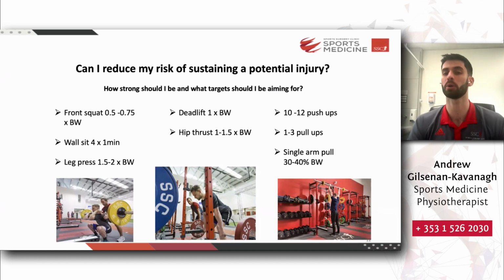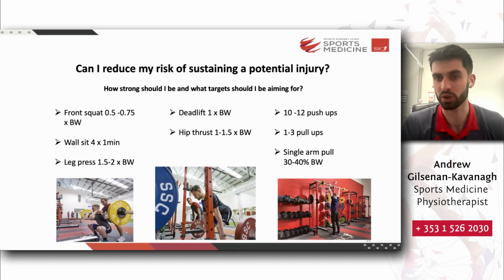Then if we talk about our upper body, so a consecutive round of 10 to 12 push-ups can be a measure used here. 1 to 3 pull-ups, or a single arm row where we're pulling at least 30 to 40% of our body weight. Now, these are quite general targets, which can be used in the general population. As we progress into maybe more athletic or more elite ski teams, we're looking for higher levels of strength.